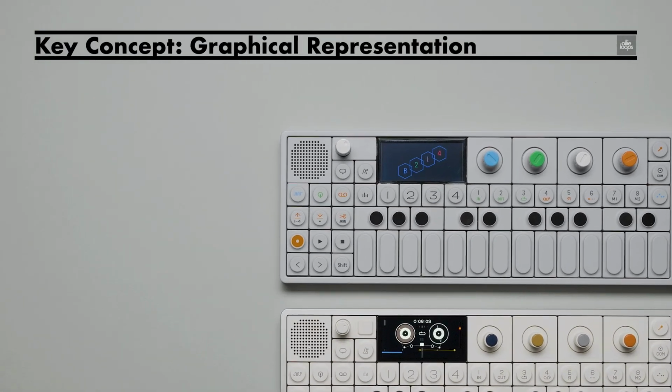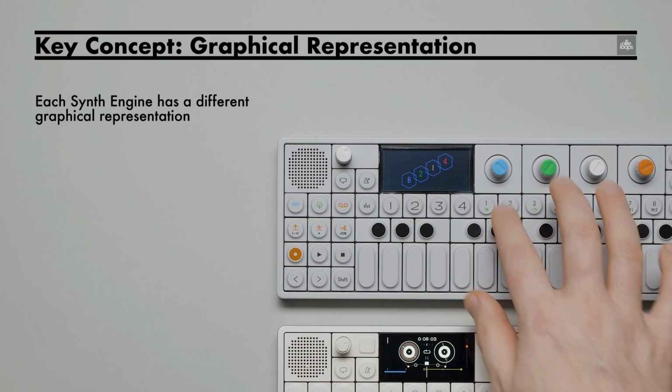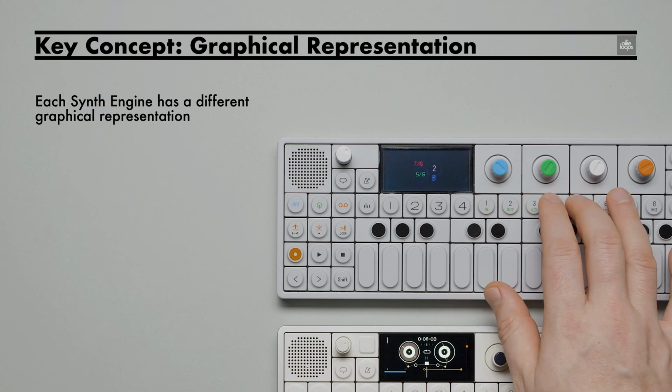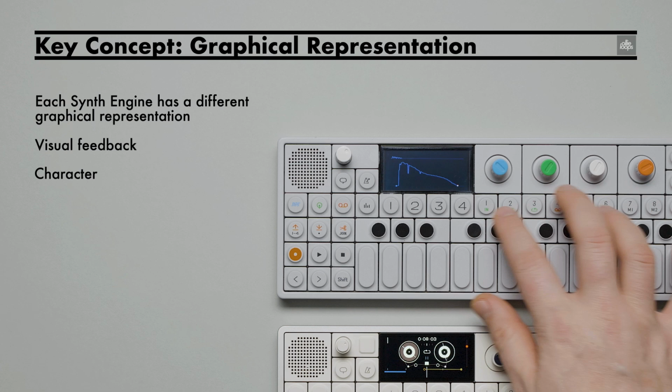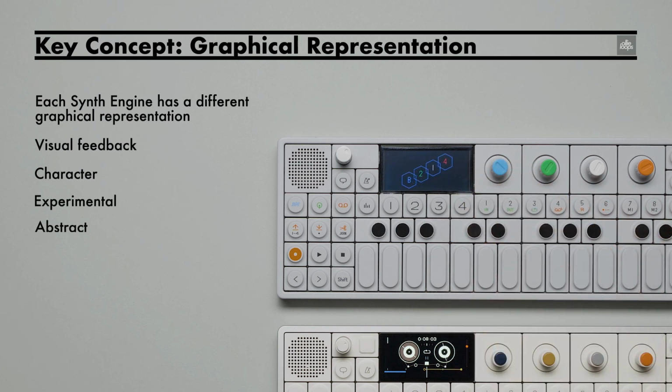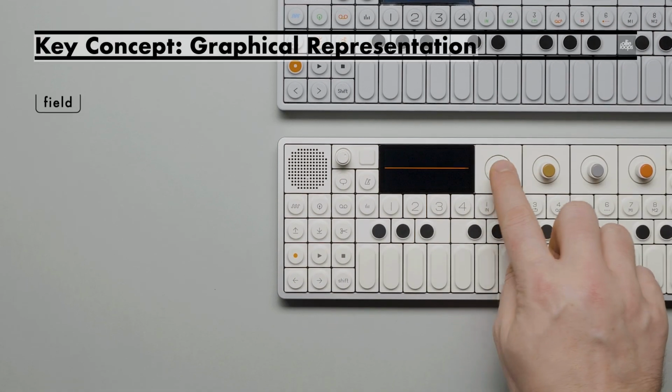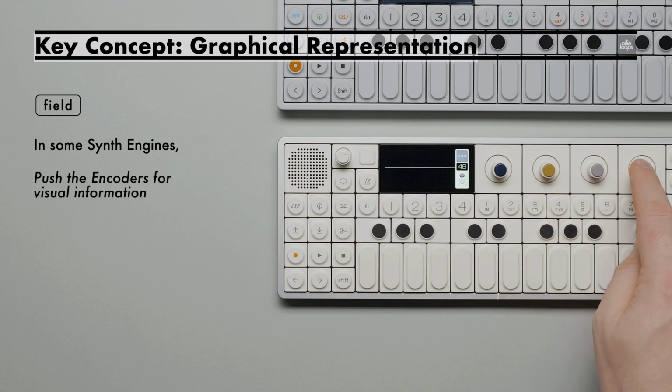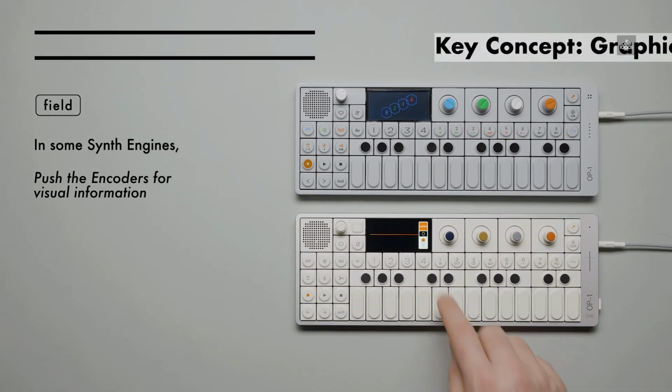OP-1 Synth is unique because each of its synth engines features a graphical representation providing visual feedback and character. Some are experimental and abstract while others are helpful. On Field, in some synth engines, pressing down one of the 4 encoders shows its current parameter.